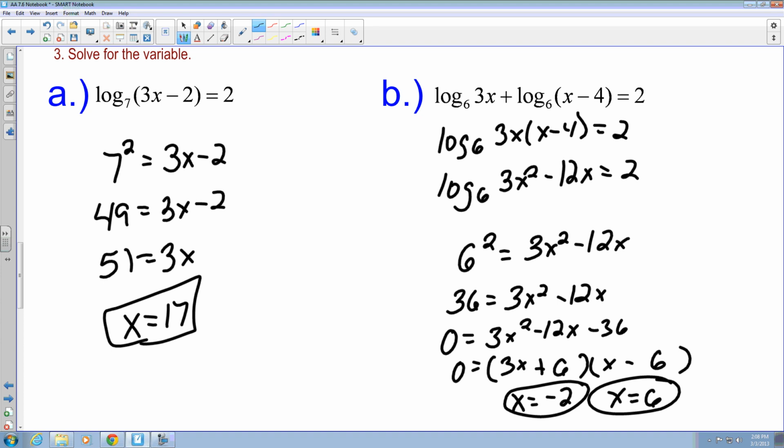And that is being able to solve exponential and logarithmic equations. Hope this helps.